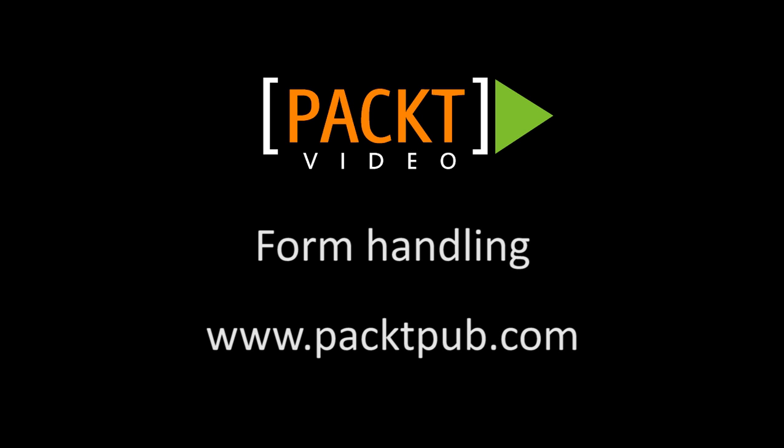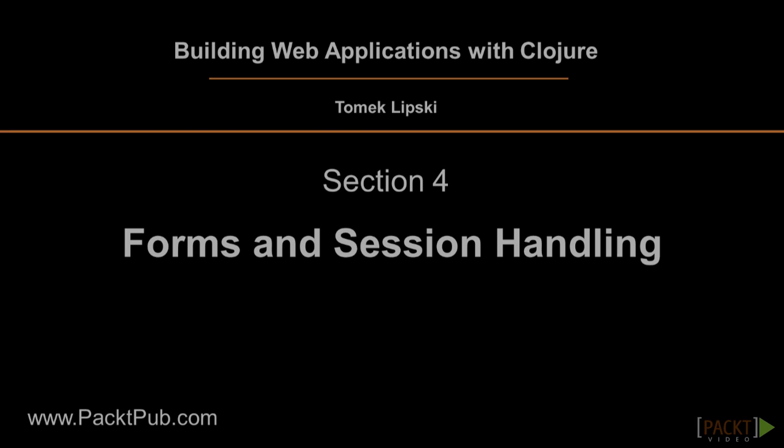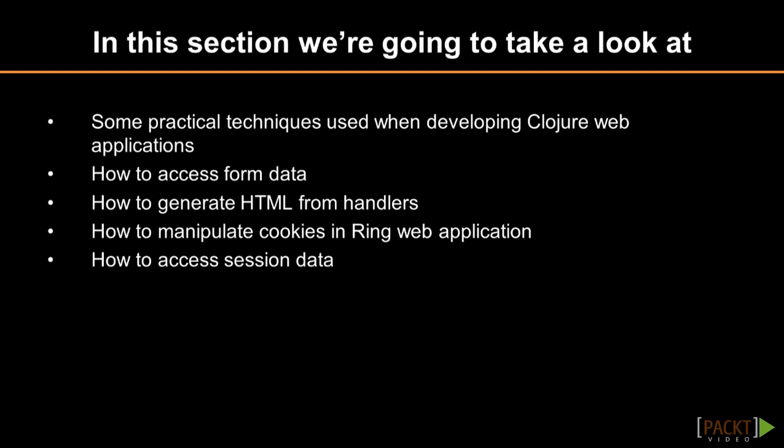In this section, we'll use the knowledge gathered in previous sections to learn some practical techniques used when developing Clojure web applications. First of all, we'll familiarize ourselves with accessing form data. After that, we'll focus on generating HTML from handlers. Then, we'll learn how to manipulate cookies in the Ring web application. And finally, we'll see how to access session data.